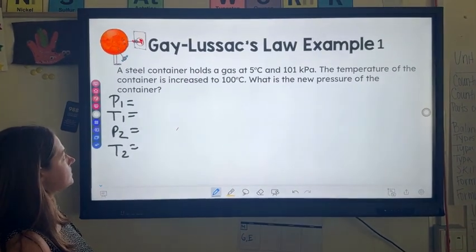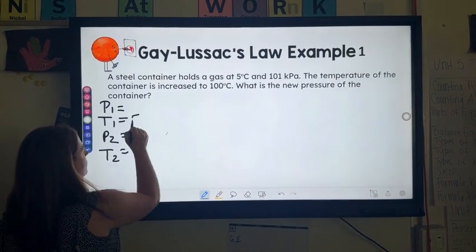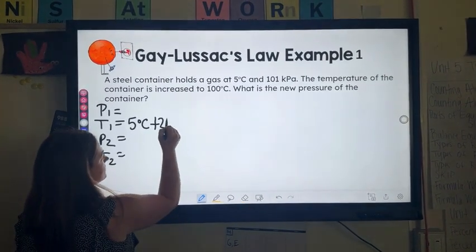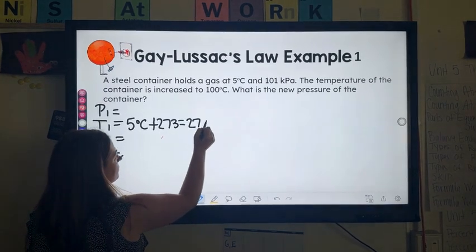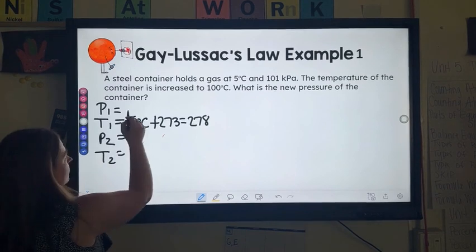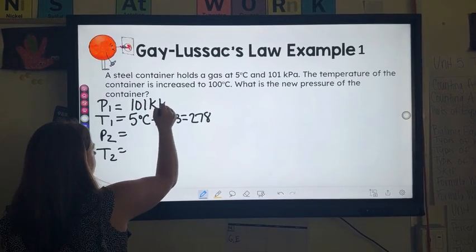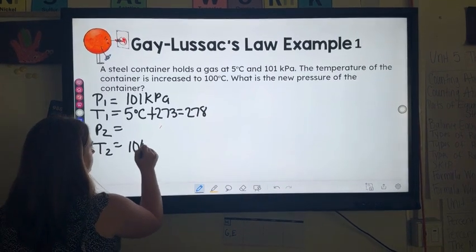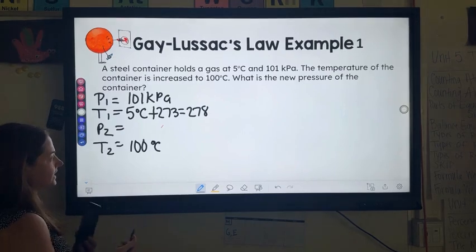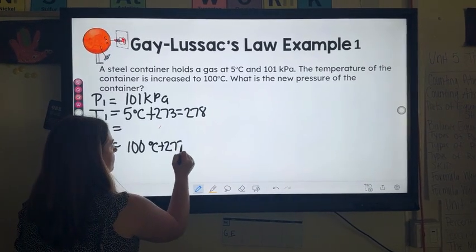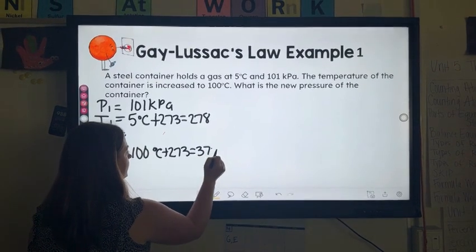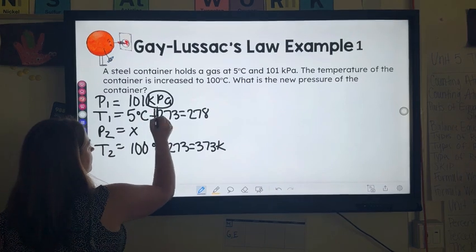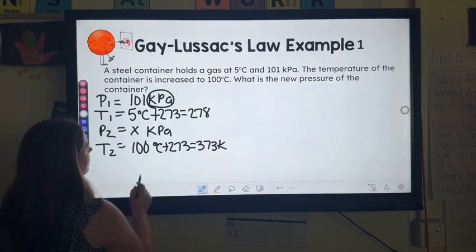A steel container holds a gas at 5 degrees Celsius. So we know it's 5 degrees Celsius. We also know that it must be in Kelvin, so we're going to add 273 to get 278. Our pressure is 101 kilopascals, and the temperature of the container is increased to 100 degrees Celsius. Once again, it's Celsius, so we need to add 273 to get to Kelvin. We want to look for the new pressure. Since the first pressure was in kPa, this one will also be in kPa as our final answer.